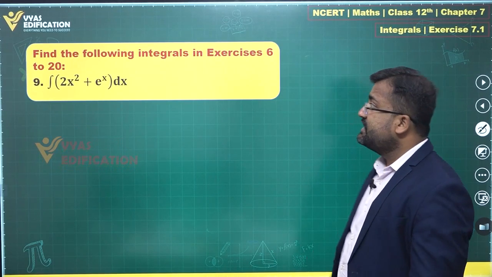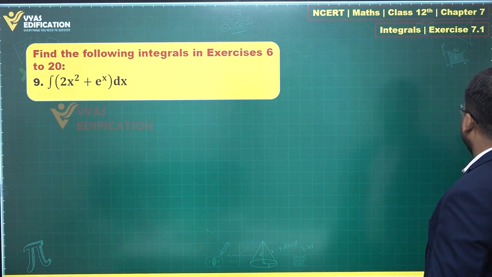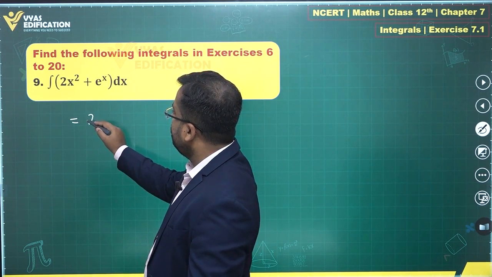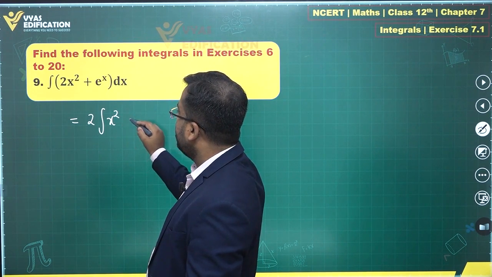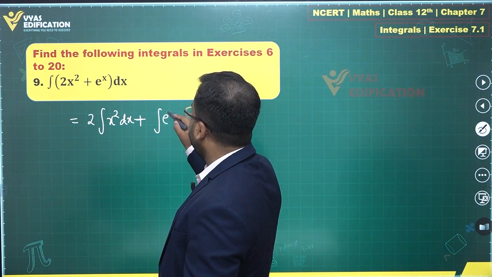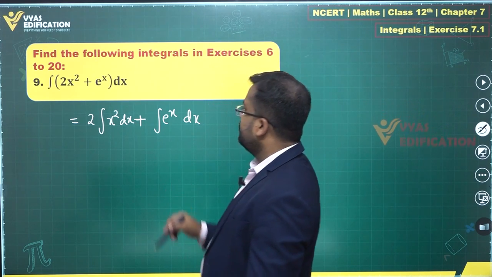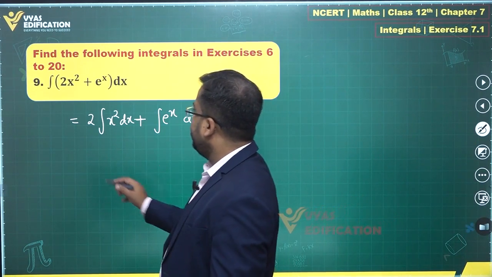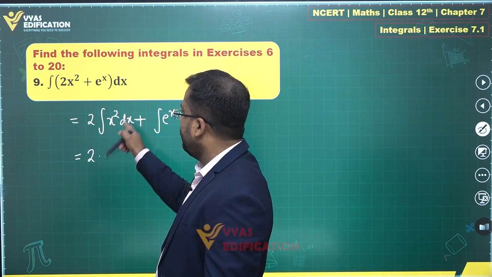The 9th question says you have to integrate 2x square plus e power x. Yes, I can write it as 2 times integral of x square dx plus integral of e power x dx. This is what you can observe, right? 2 times integral of x square dx plus integral of e power x.